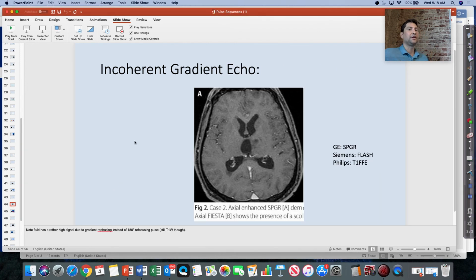So here's an incoherent gradient echo of the brain. Say you have a patient that's kind of moving all over the place during your brain scan and you want to reduce the amount of time. Throw an incoherent or spoiled gradient echo in there so it's a shorter sequence and you get an image without motion artifact. The image quality is not going to be as good, but you're still going to be able to see what you need to see within the brain.